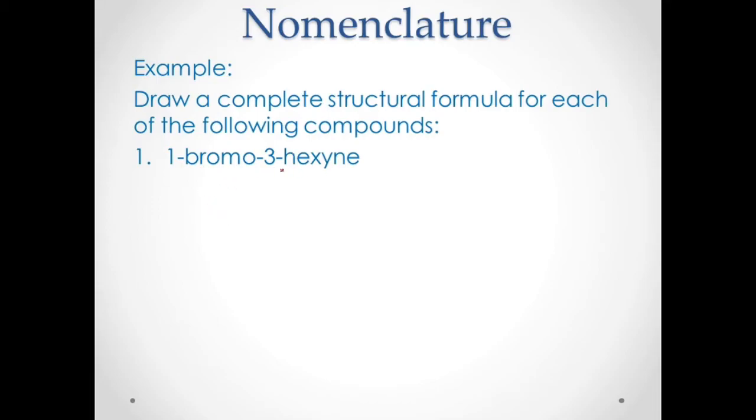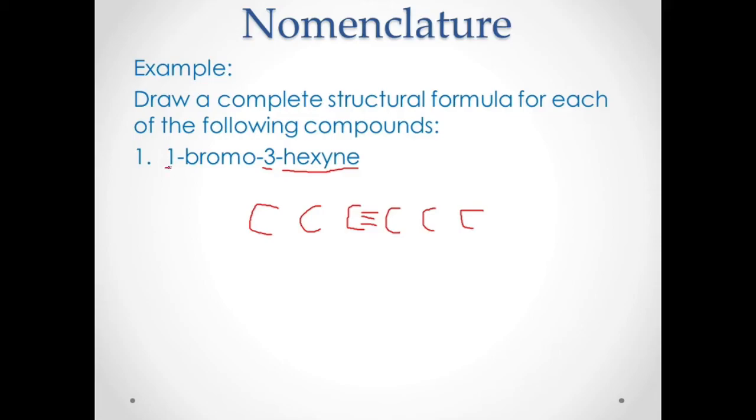So you have 1-bromo-3-hexyne. First, we determine the parent compound. The parent compound is hexyne. That means it's 6 carbon, which is an alkyne because it ends with -yne. So you would expect that this 6 carbon chain contains a carbon-to-carbon triple bond. So you have 1, 2, 3, 4, 5, and 6. But where is the carbon-to-carbon triple bond located? It's at carbon number 3. So 1, 2, 3. This is where the triple bond is located.